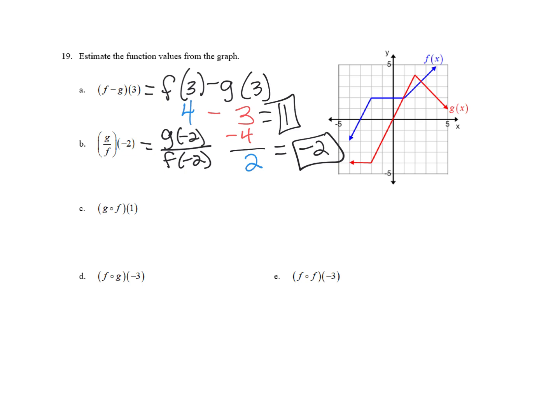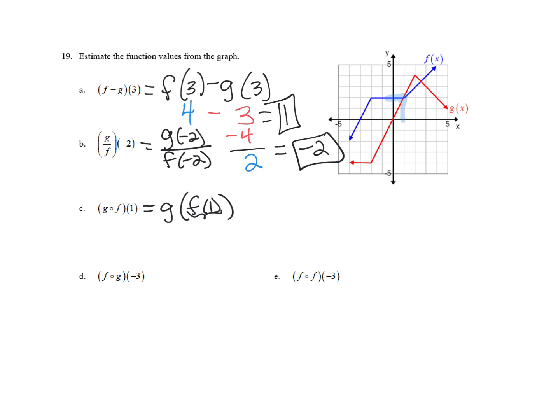So what about the composition of G of F of 1? Remember, that means G of F of 1, meaning I'm going to find F of 1, the inside function, and then I'm going to plug that into the G function. So let's start with the F of 1. F of 1 is my blue function. x equals 1 is here. F of 1 would be 2.